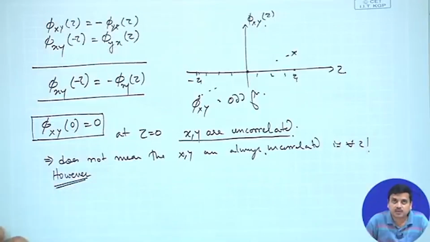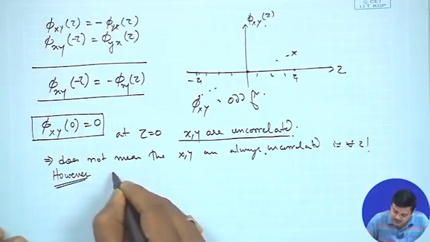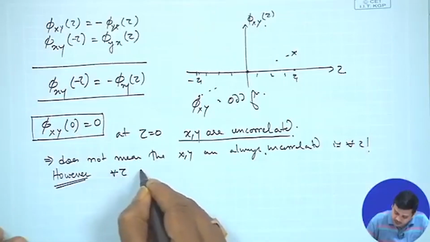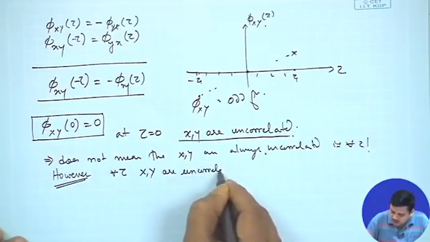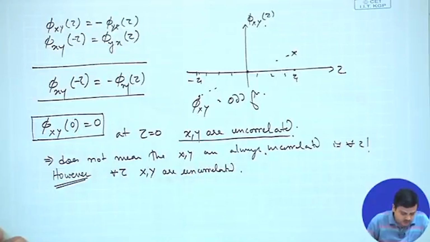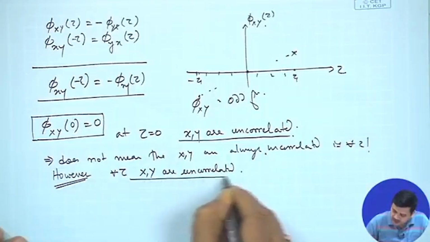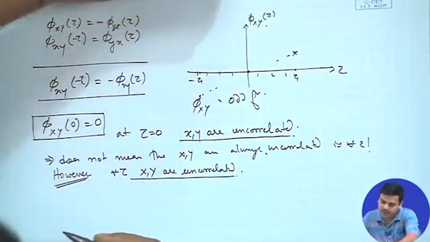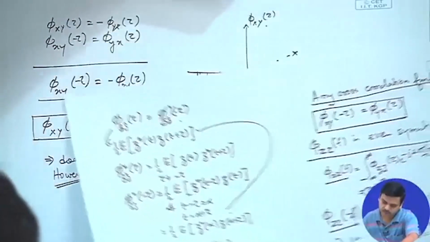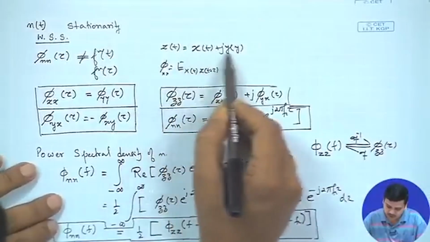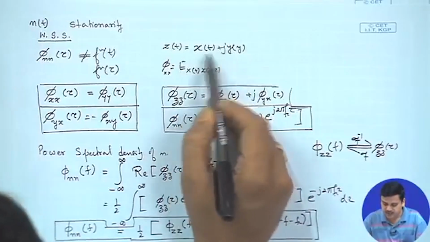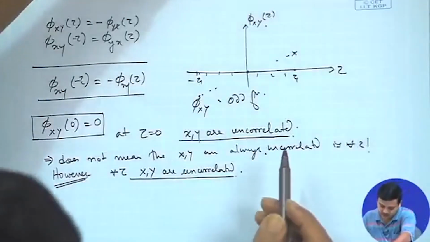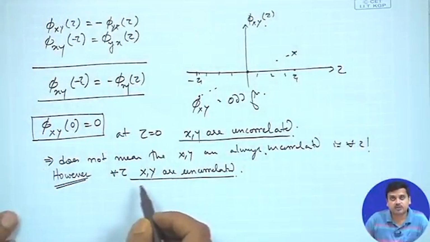However, at this point let us make an assumption that for all tau, x and y are uncorrelated. If we make this assumption, then x and y are quadrature components as well as uncorrelated. We will take this assumption and see what happens. That helps us in characterizing noise finally.